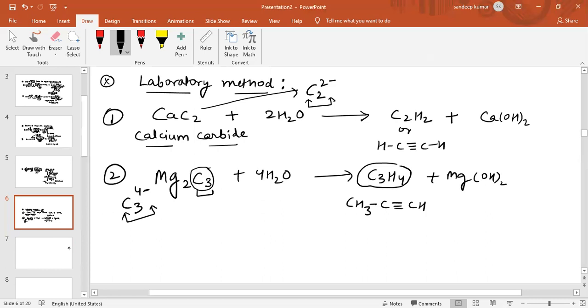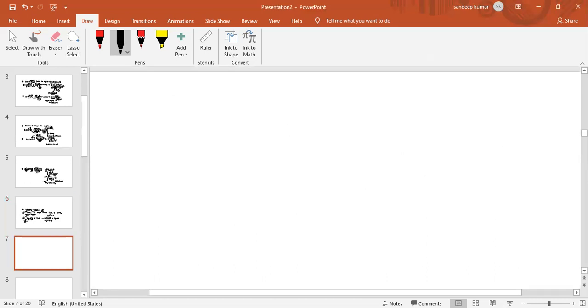So these two methods are basically the laboratory methods for the preparation of alkynes. Now see, this is basically all the preparation for the alkynes. Now we are going to discuss the chemical properties of alkynes.